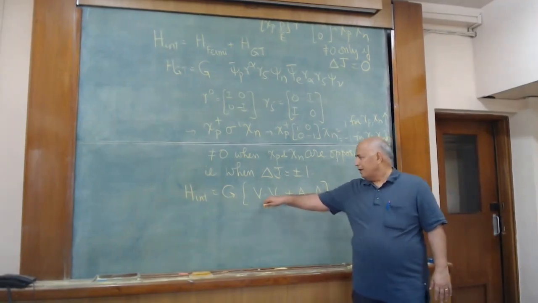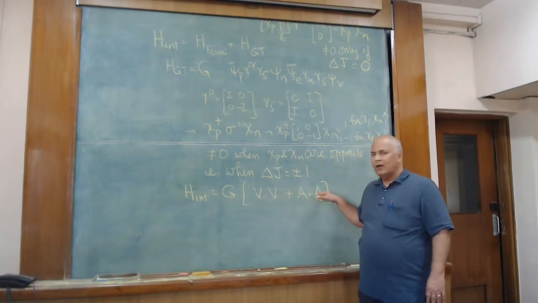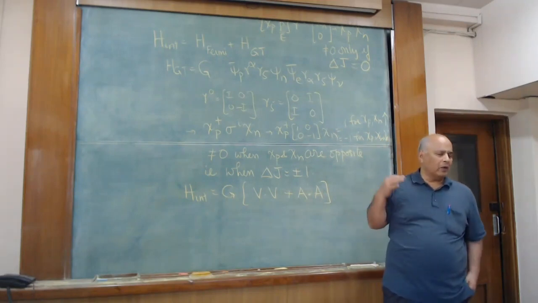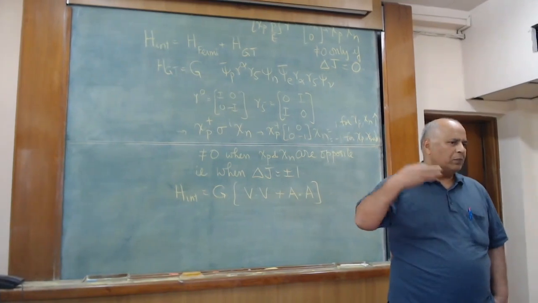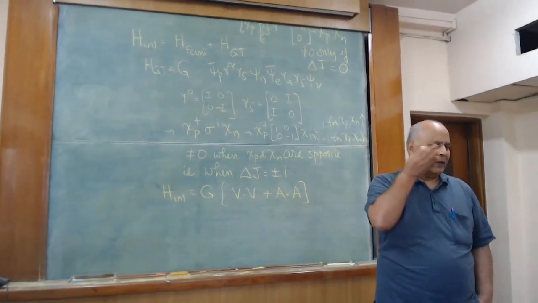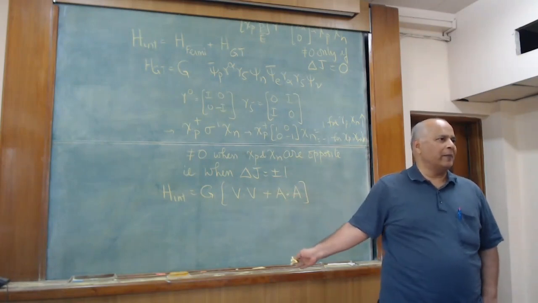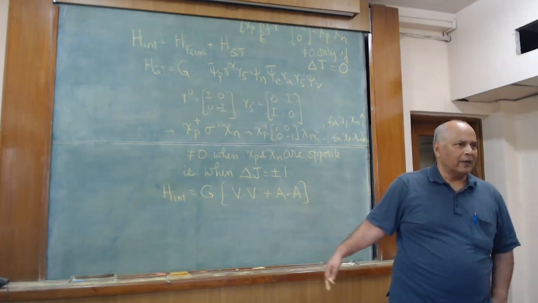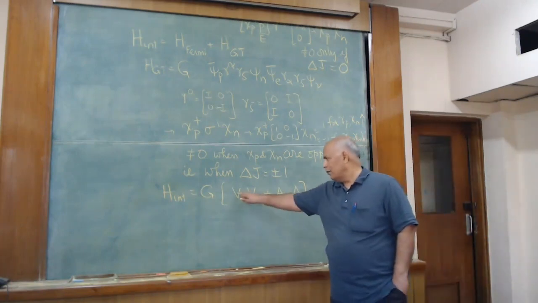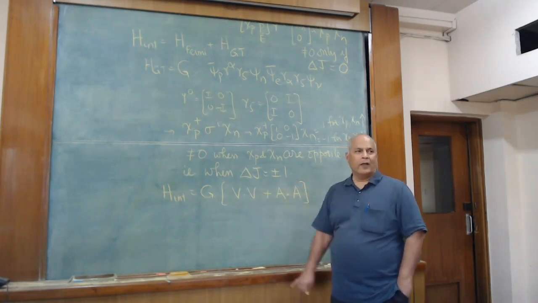And both Fermi and Gamow-Teller wrote their interactions as V dot V and A dot A because they believed all interactions conserve parity. All interactions are invariant under parity. That is why Fermi wrote V dot V, and Gamow-Teller wrote A dot A.